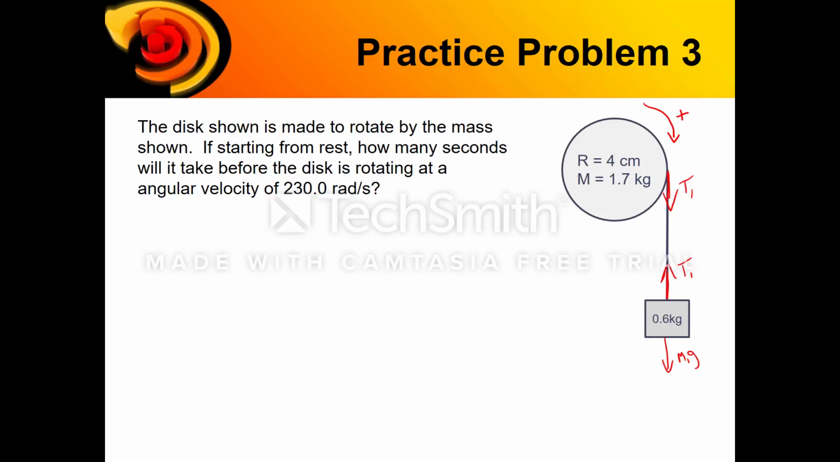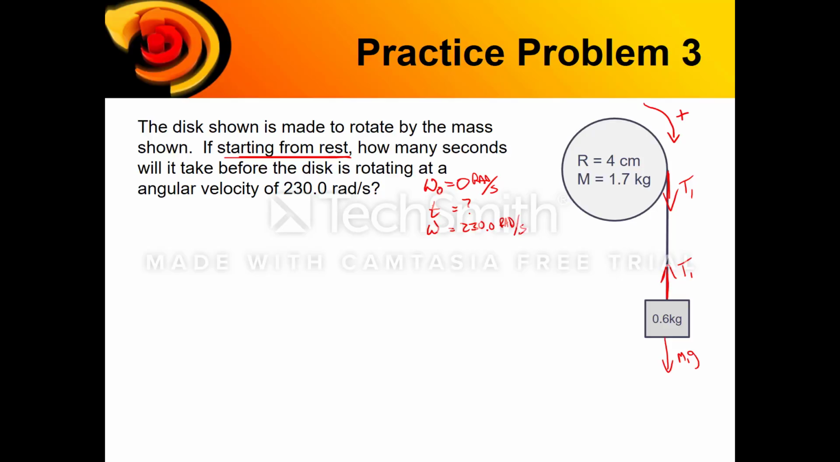So again, it's kind of an Atwood's situation, but not a full Atwood's machine, or even a modified Atwood's machine as we're used to. If we take a look at the information given to us in the little paragraph there, it's starting from rest, and hopefully you recognize that indicates an angular velocity of 0 radians per second. Then it says how many seconds, so we're looking for t. That's our unknown. And it says before the disk is rotating at an angular velocity of 230 radians per second. So that's our final velocity.